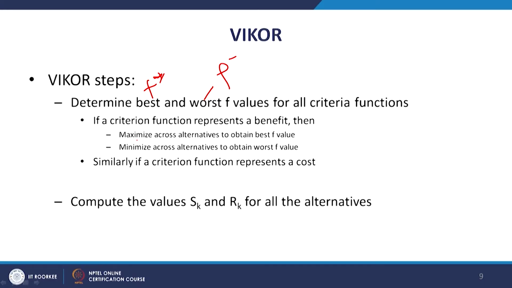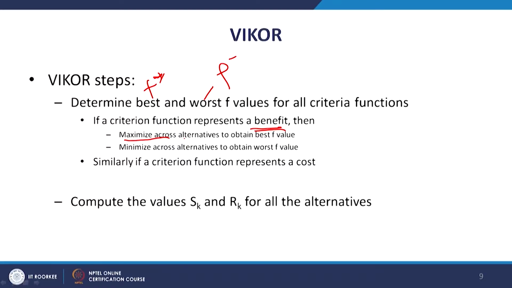Now, how is this to be done, how are we going to determine what is best and worst for a particular criterion? If a criteria function represents a benefit, just like in previous techniques that we have discussed in this course, whenever we talk about the preference direction of criteria, whenever the criterion is to be maximized, whenever the criterion is a function which represents a benefit, we need to maximize across alternatives to obtain the best value and minimize to obtain the worst value.